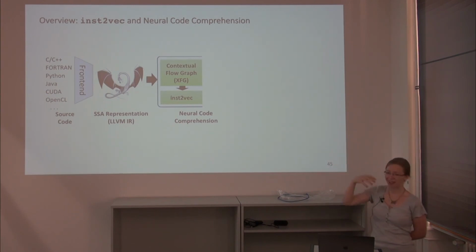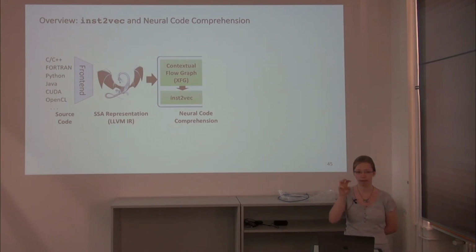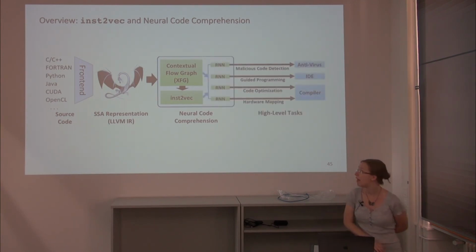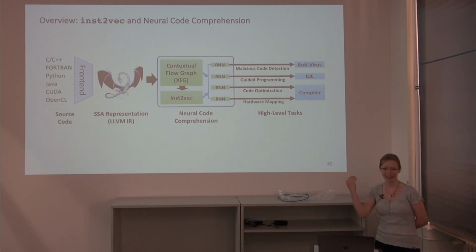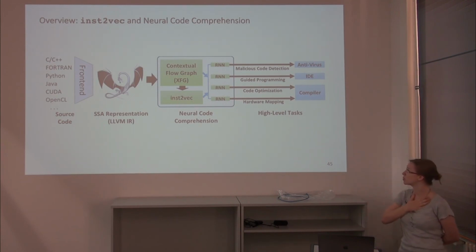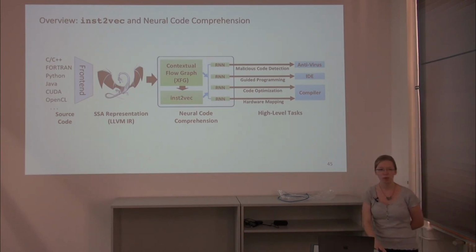This XFG allows us to train InstVec, instruction to vector embedding space, for LLVM IR, and have embedding vectors for each statement that actually contain information about the different statements. And then through a series of RNNs and a dense layer, different tasks might be programmed from here. You could imagine malicious code detection as well as guided programming and others. And the 3 that I showed you show that this architecture does both code understanding, so more semantic tasks, as well as performance prediction.